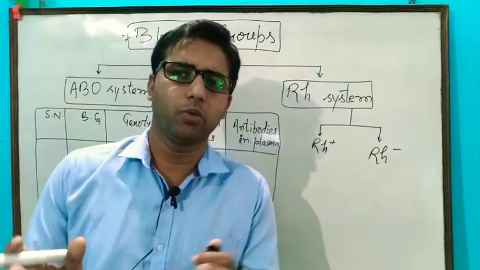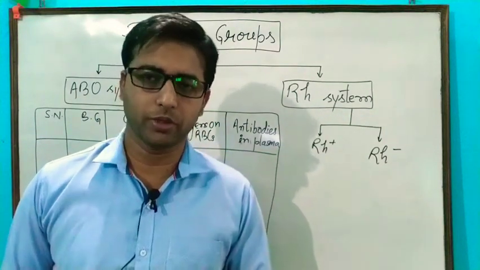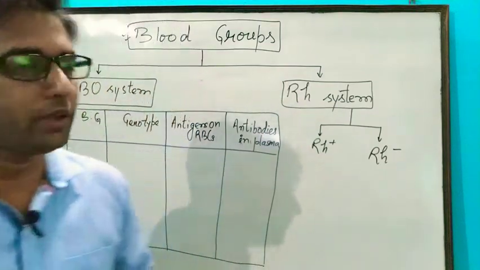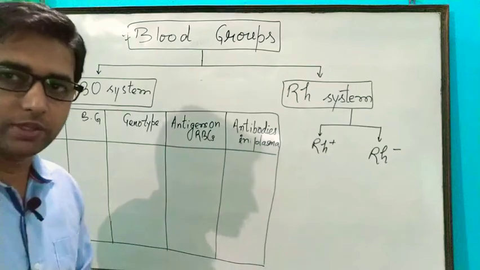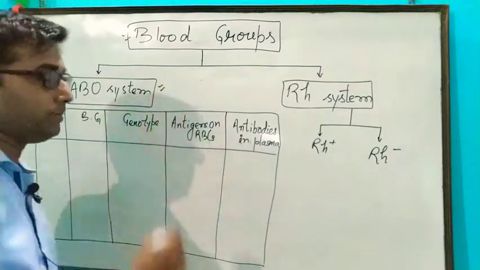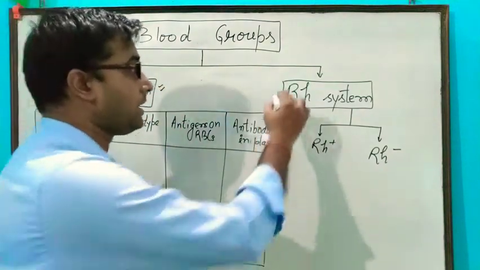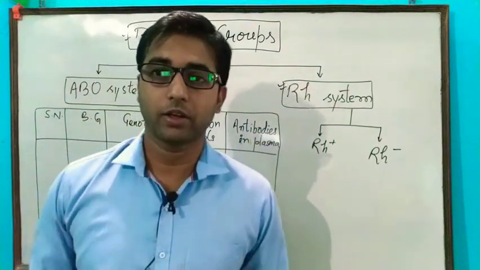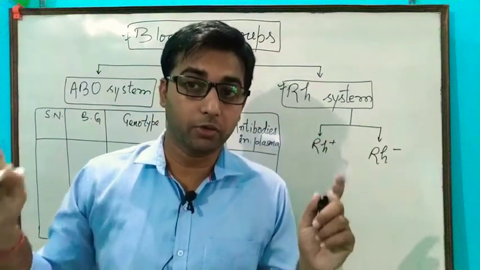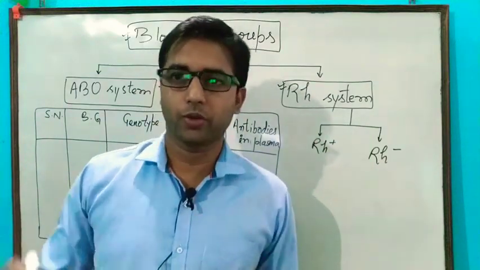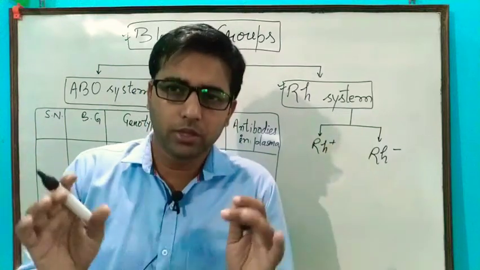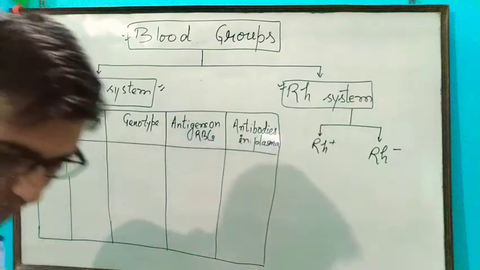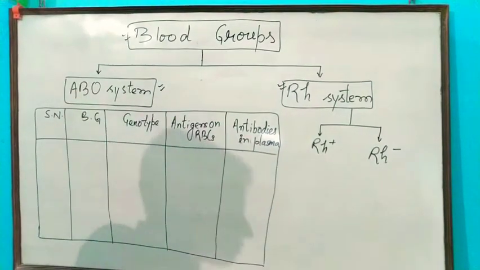There are more than 100 types of blood grouping systems in the world, but for human beings clinically two are very important. The first one is the ABO blood group system and the second one is the Rh blood group system. Is it clear? These two are clinically important for human beings, so we study these two in some detail here. Let's start with the very first one, that is the ABO system of blood group.